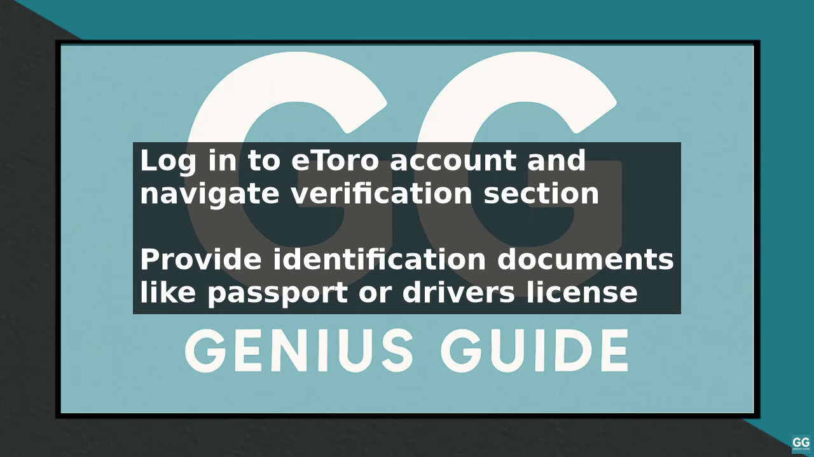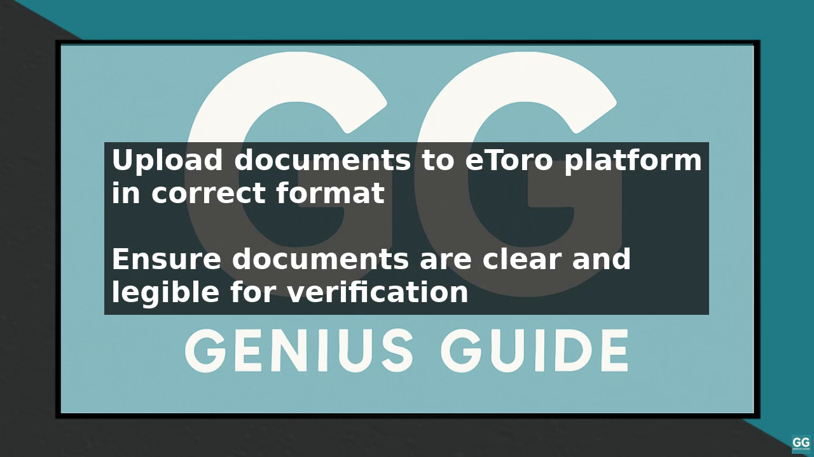First, you will be asked to provide identification documents. This typically includes a valid government-issued ID such as a passport or driver's license, and a proof of address document such as a utility bill or bank statement. The documents must be clear and legible, and must match the name and address on your eToro account.